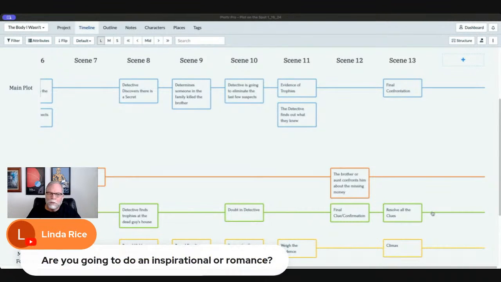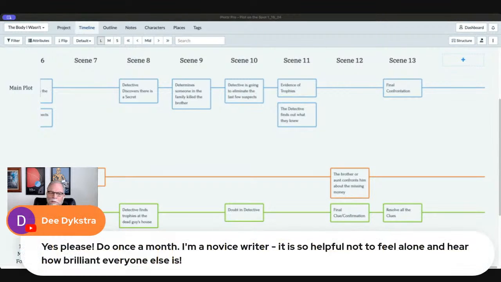Are you going to do an inspirational romance? There are going to be some months where we will have a theme for plot on the spot. That'll be certain genres or certain themes, and we'll ask you to come with those ideas. And I like this, once a month. I'm a novice writer, so it helps me not to feel alone and hear how brilliant everybody else is.